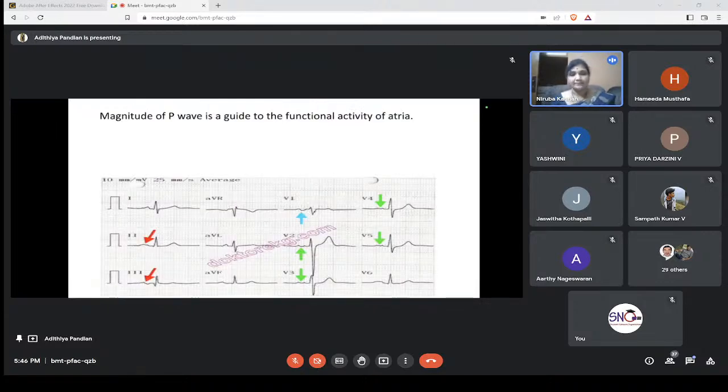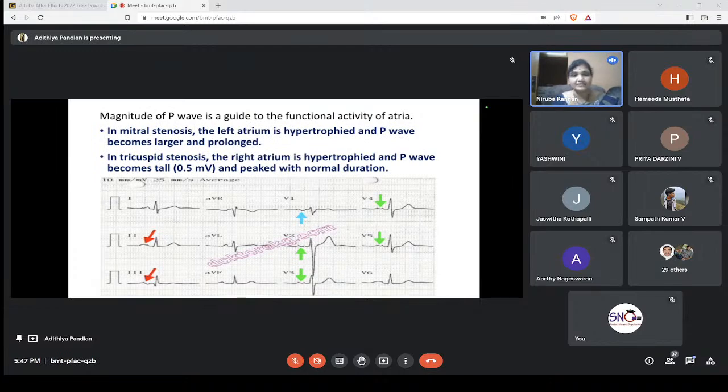Okay. What does the P wave indicate? You can just move on fast. The magnitude of the P wave is a guide to electrical activity. What do you see here? Next, please. It's a case of mitral stenosis, where you can see the left atrium is hypertrophied, and in tricuspid stenosis, you can see abnormal P waves. The P waves are not proper. They are either flattened or larger. Next slide.